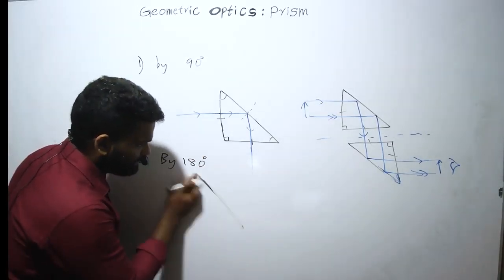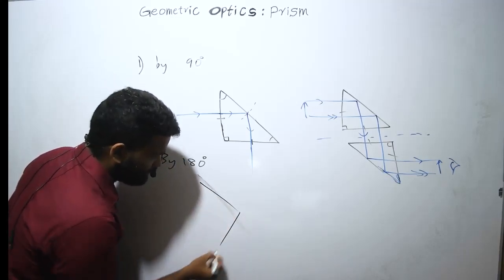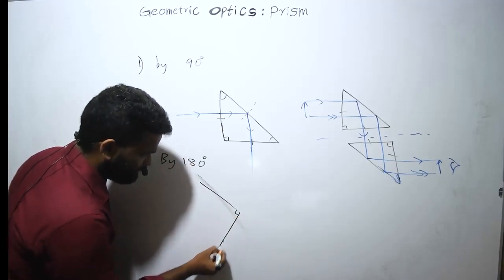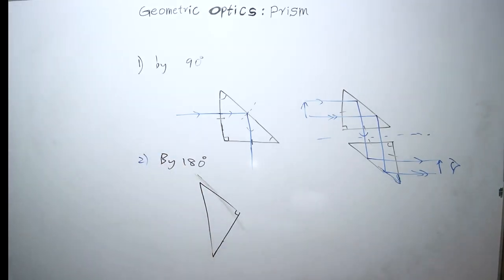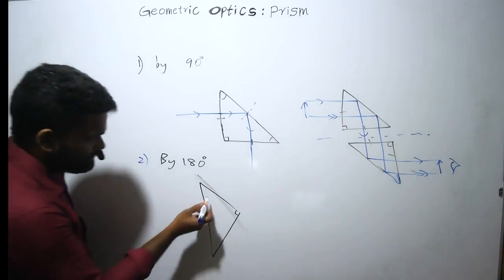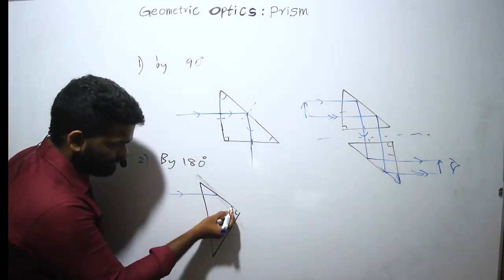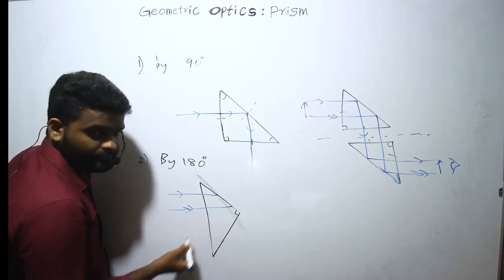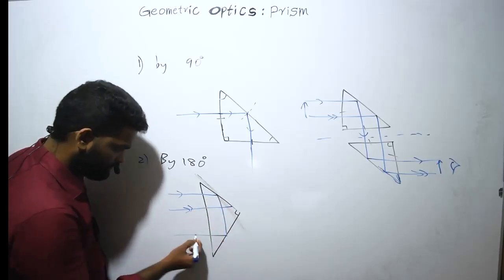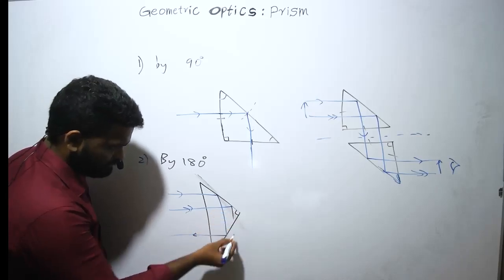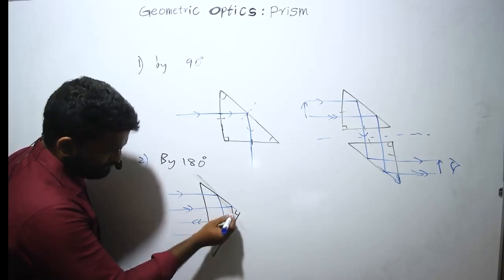So for this we get an isosceles prism. Draw this with me, right? Isosceles right angle prism. Send a ray like this. Another ray, two arrows. Then total internal reflection. But this is double arrow, right?